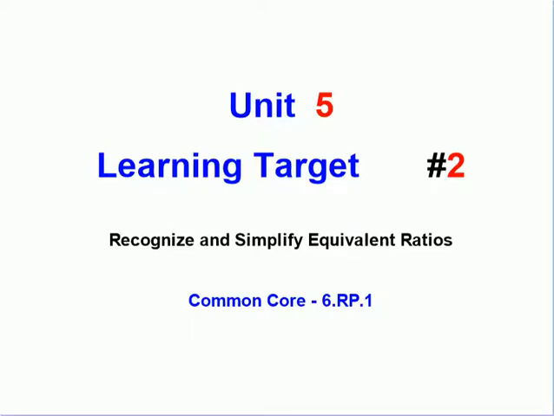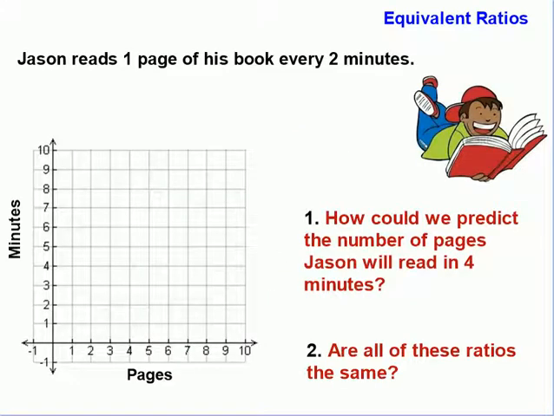Unit 5, Learning Target Number 2, Recognize and Simplify Equivalent Ratios. In this lesson, we're going to talk about equivalent ratios. Equivalent ratios are just ratios that are equal to each other. And to give you a hint, you can think about fractions, because ratios and fractions are very similar. You can think about fractions and how you can have equivalent fractions.